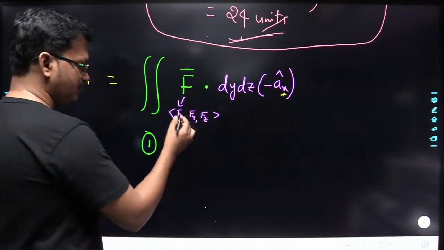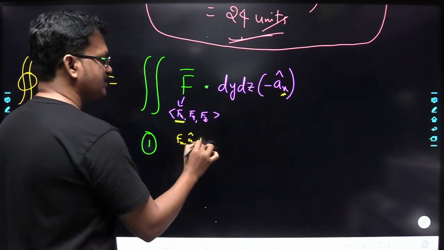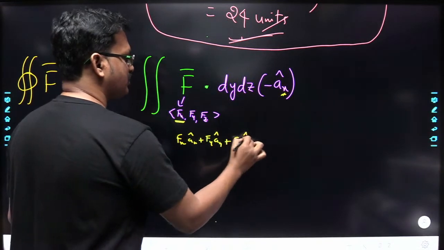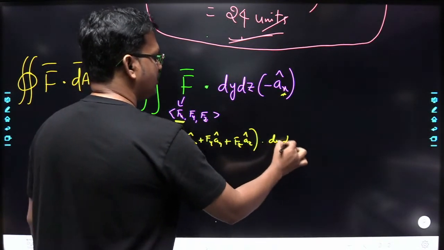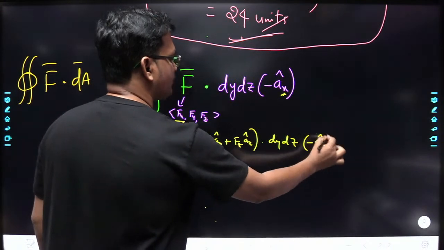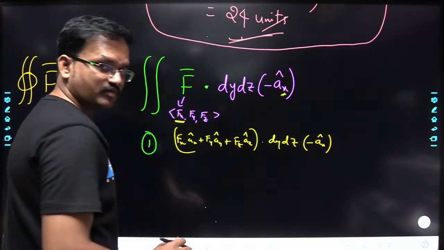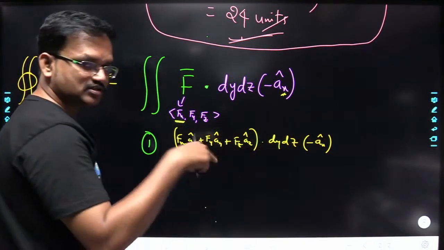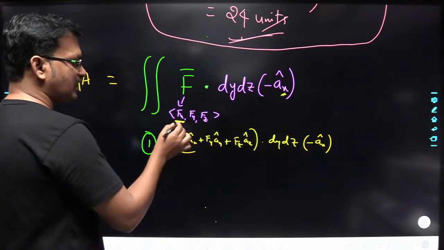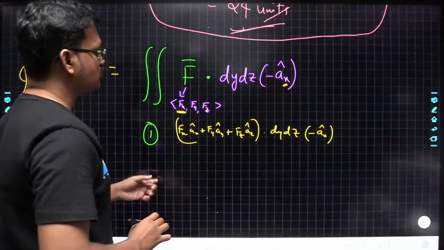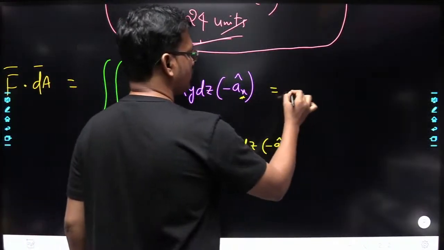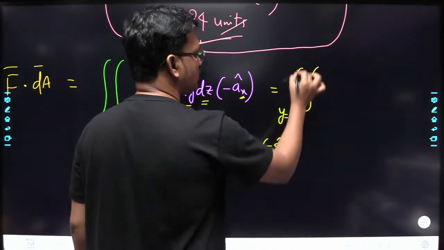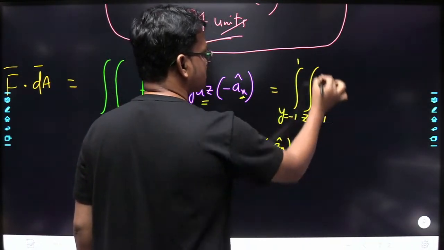Yes or no? See, if you do fx ax cap plus fy ay cap plus fz az cap dot dy dz minus ax cap, what are you going to get? Ax cap dot ax cap will become 1, ay cap dot ax cap will become 0, az cap dot ax cap will also become 0. So what is the only component left out? That is only fx. So just write that down. You are going to get a double integral. Here the variables are y and z. y is varying from -1 to +1, and z is varying from -1 to +1.